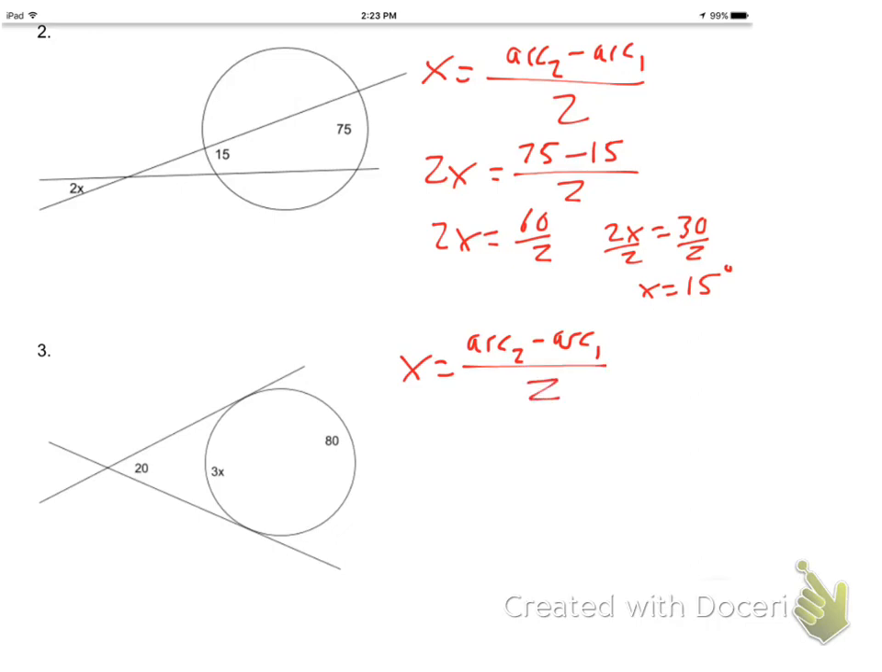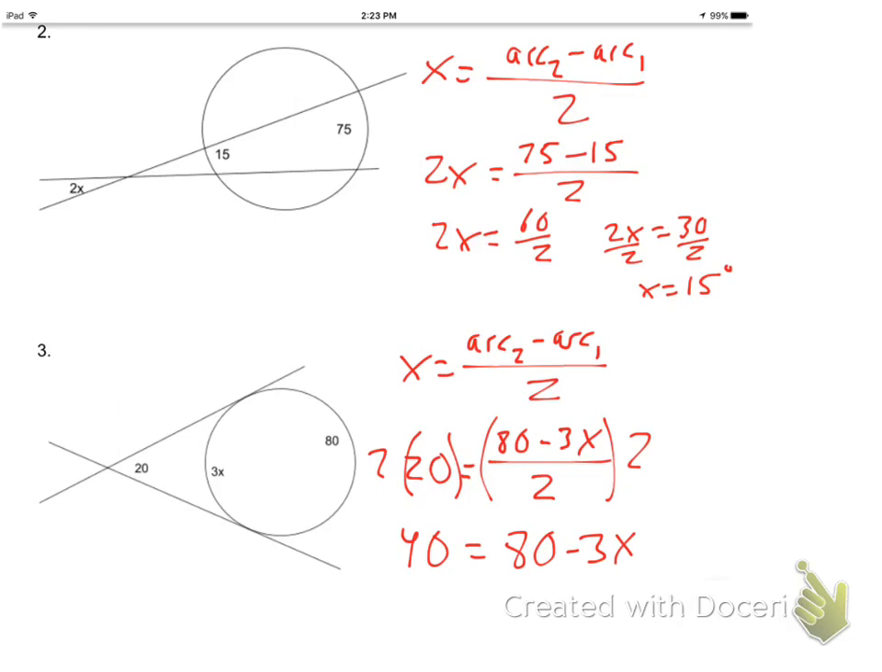I'll write it again. This time, x is equal to 20 equals 80 minus 3x over 2. And then could you separate them to make it easy? I could separate them, but why? Wouldn't it be better just to get rid of the 2 completely? True. So multiply both sides by 2. 40 equals 80 minus 3x.